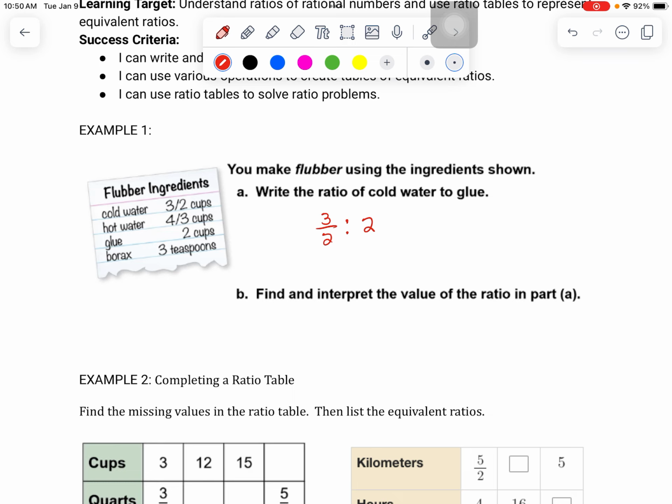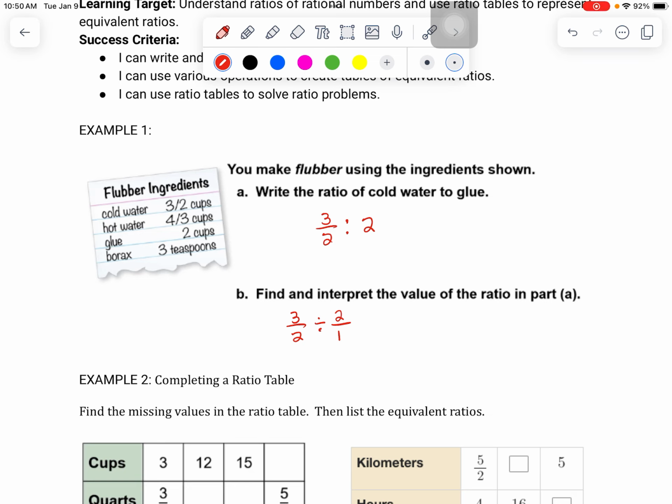It says find and interpret the value of the ratio in part A. So in order to interpret the value, we need to set that up as a division problem. So it's 3/2 divided by 2. And I'm going to write that as 2/1, so it's a little bit easier.